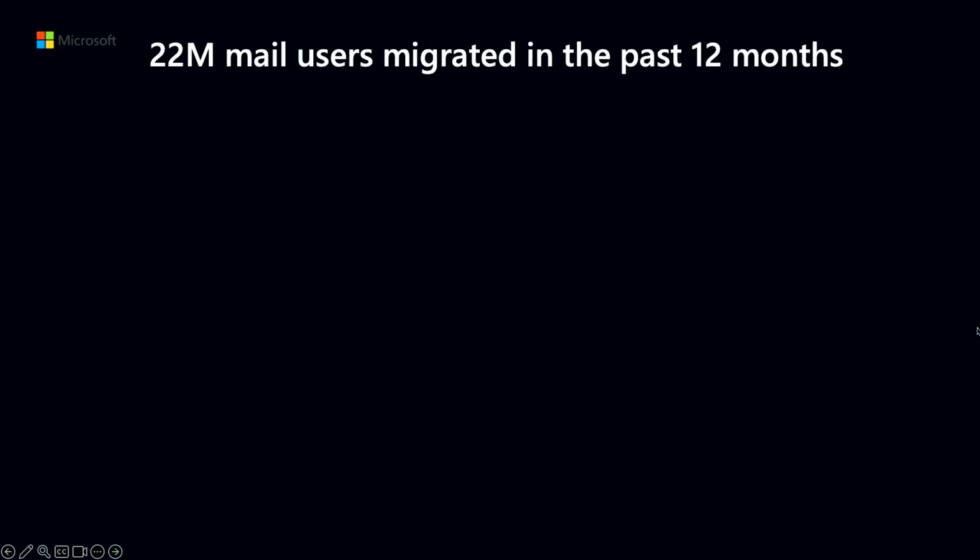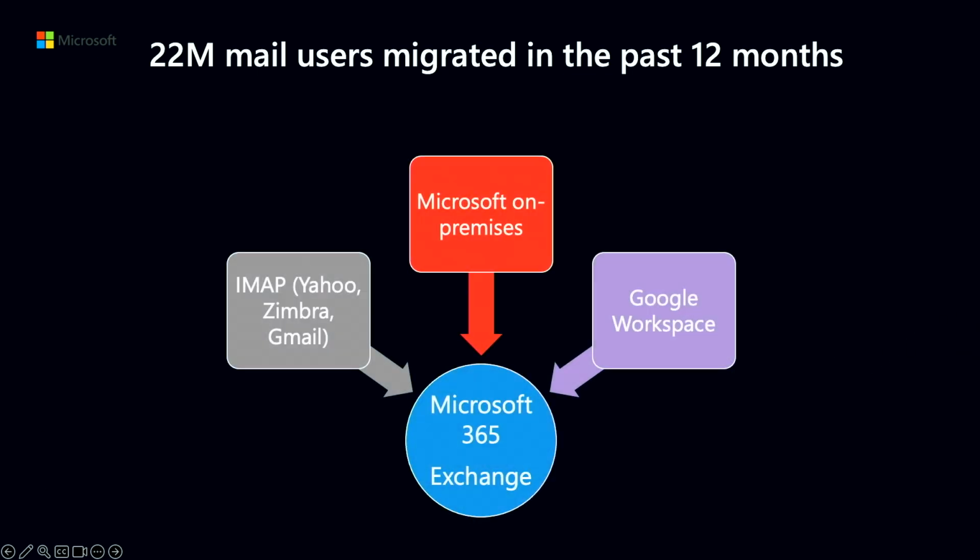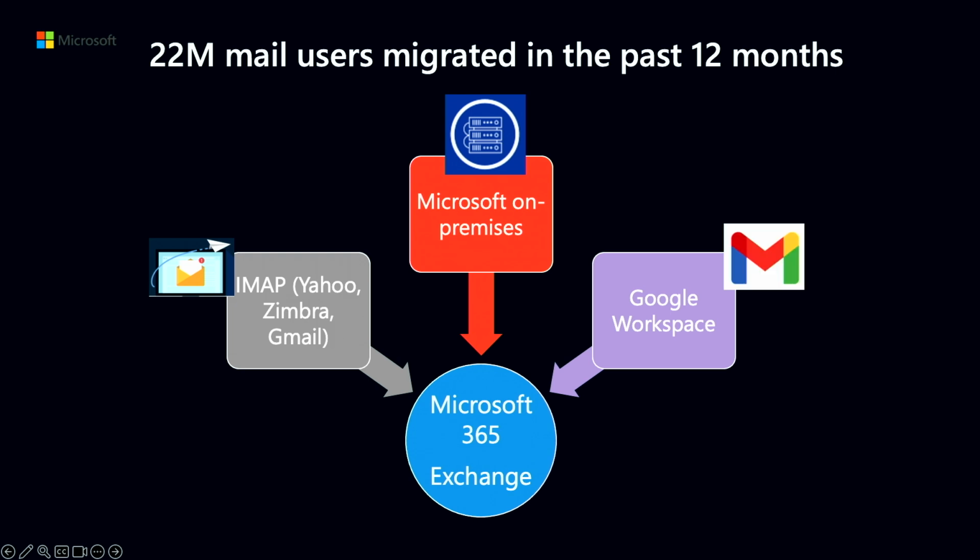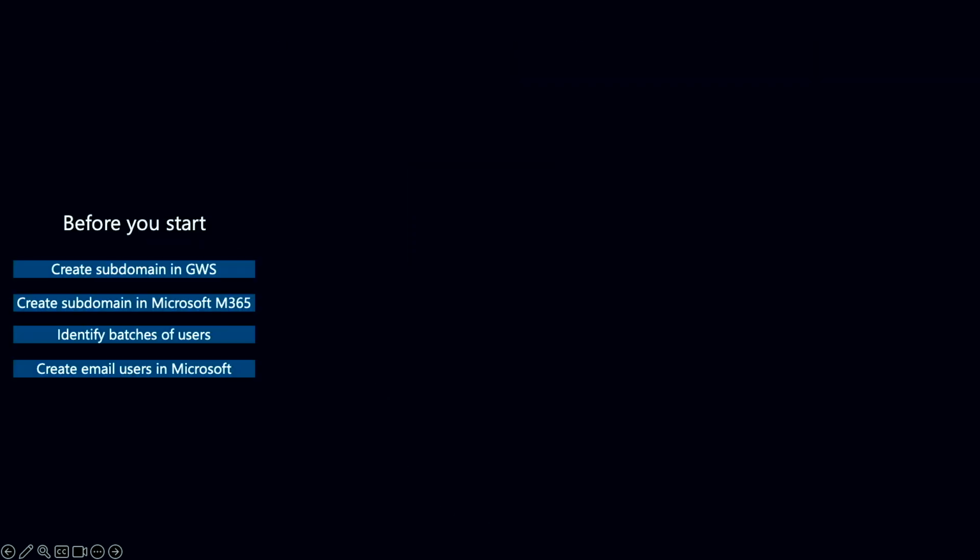With the experience that you just saw, in the last 12 months, we migrated 22 million users. When I say we, all of us, ISVs, Microsoft, all of us together migrated 22 million users into Exchange Online from IMAP, from on-premises, and from Google Workspace. So what did we just see? You do certain prerequisites before you start to ensure that business continuity is ensured.